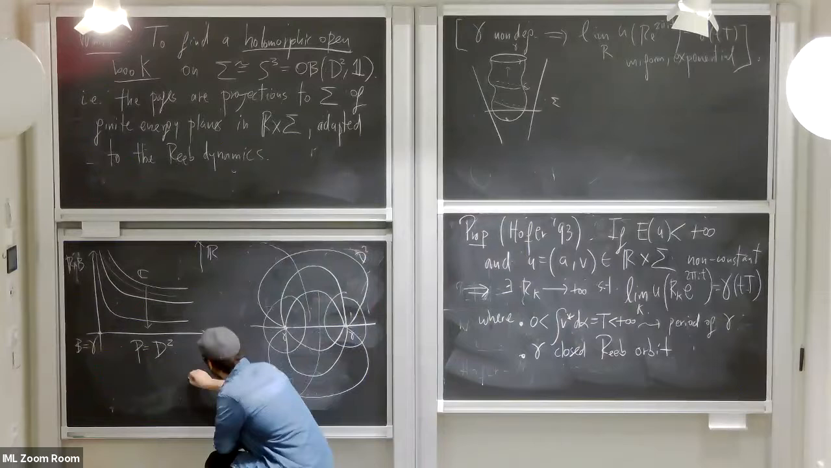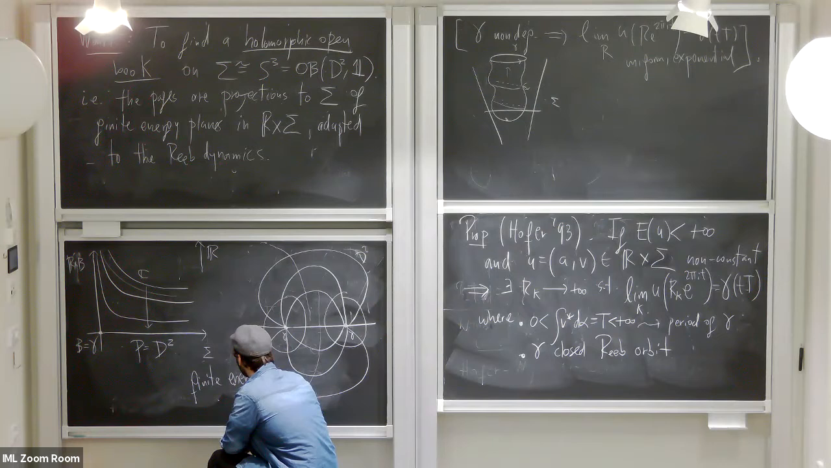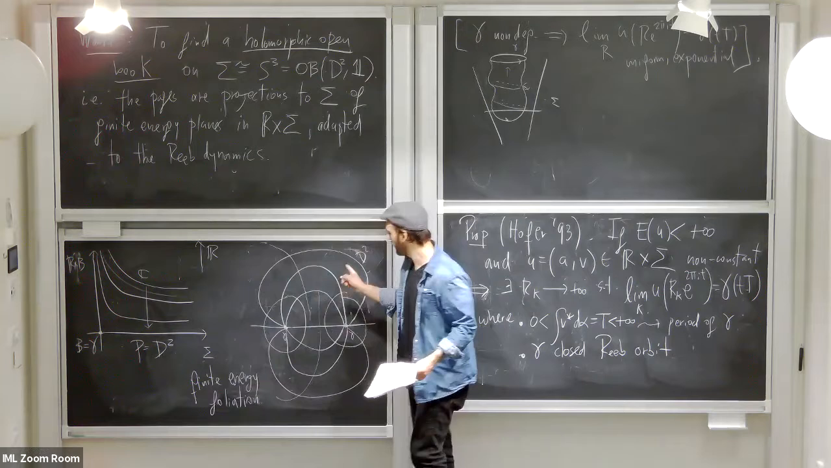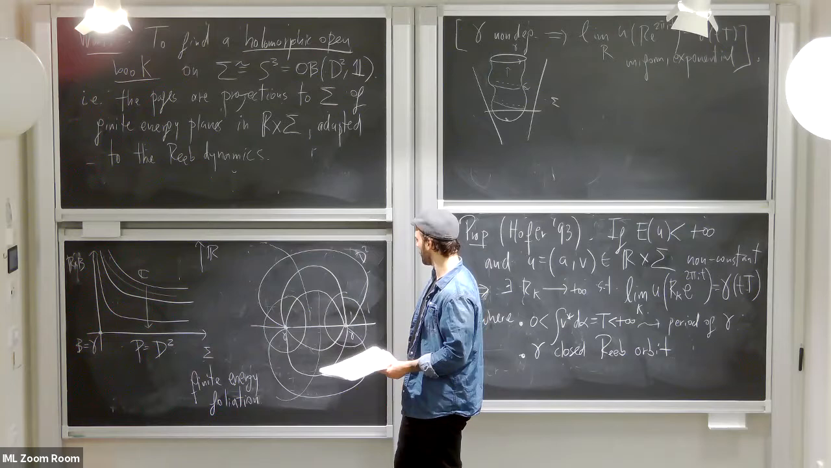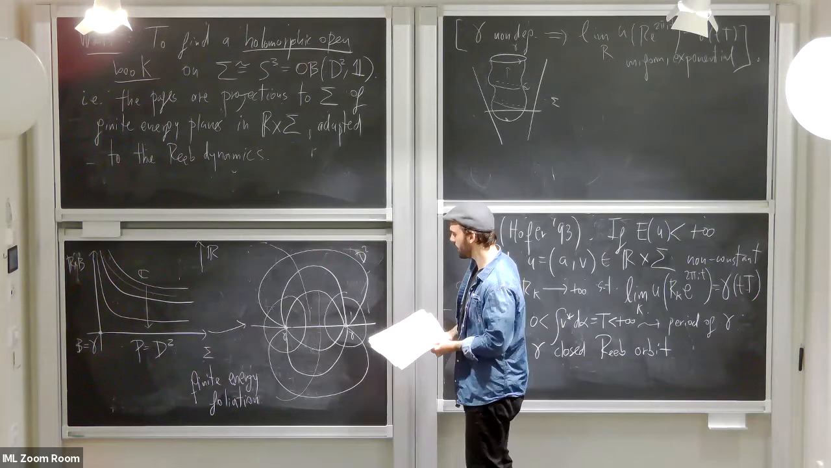So the picture is different in this new one you drew. You also drew three on the top, three on the bottom. They're not the same three you drew before. Mm-hmm. On top of each of these two disks, there's an R family of planes. It's only one of the ones that I drew. So it's not like those three are different. No. This is a projected picture. Yeah. So this is usually what's called a finite energy foliation by Hofer and people.